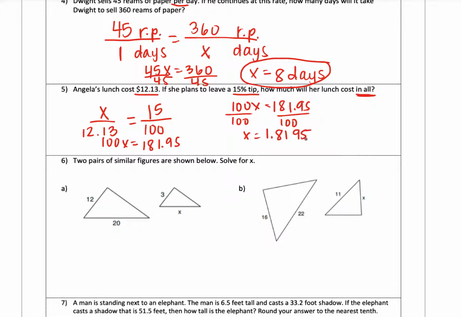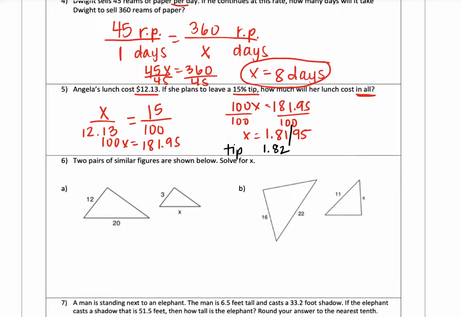1.8195. Now we're talking about money, so we need to round our answer to the nearest cent. That cuts it off right here. The number after where we're trying to cut off is a 9. 5 and above, give it a shove. That means that this 1 needs to become a 2. So really, the amount of tip that they're going to leave is $1.82.